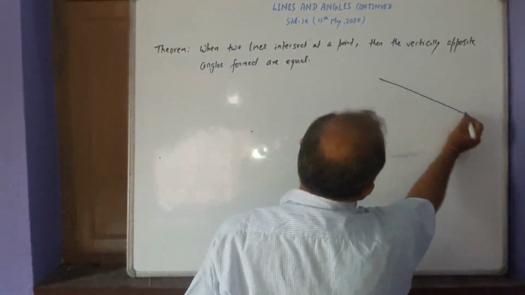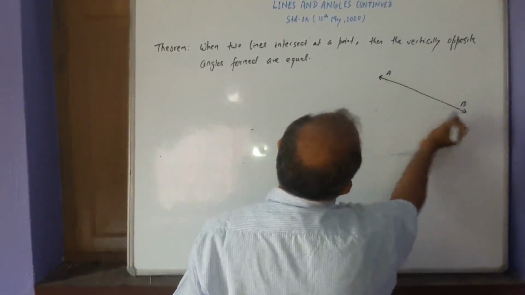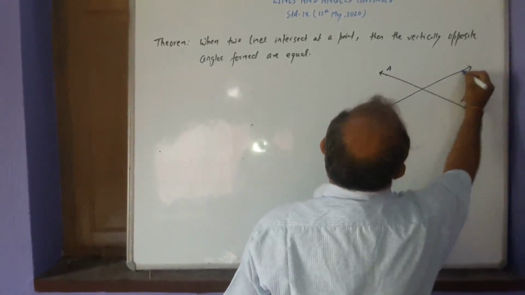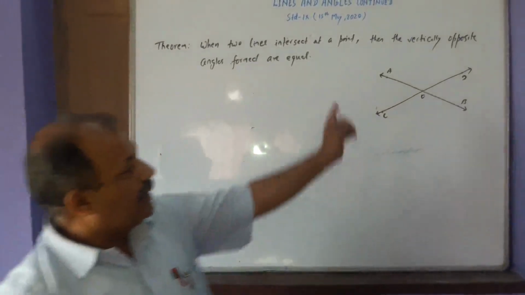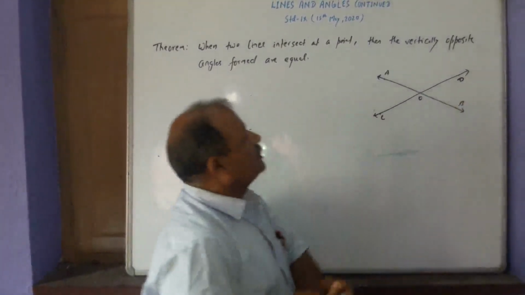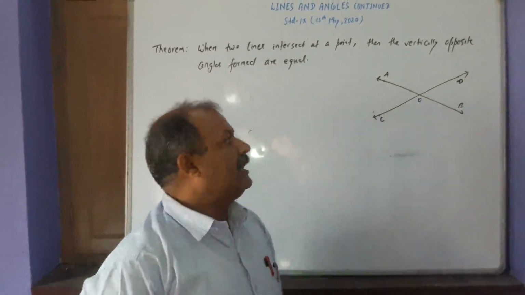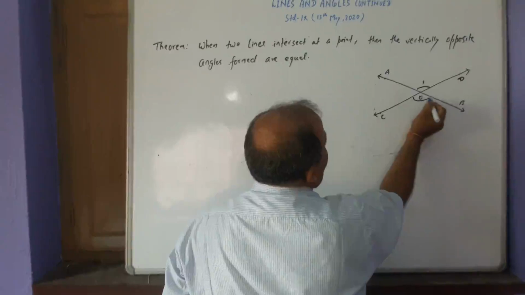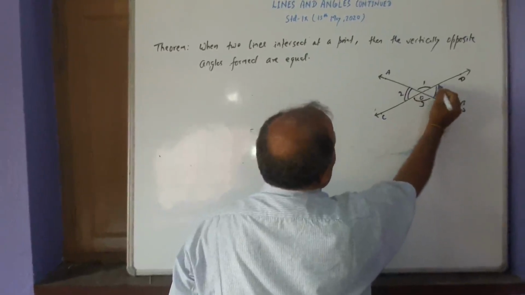Suppose we are given two lines AB and CD. They are intersecting at O. AB and CD are two intersecting lines. They are intersecting at O. Then we have to prove that angle 1 will be equal to angle 3 and angle 2 will be equal to angle 4.